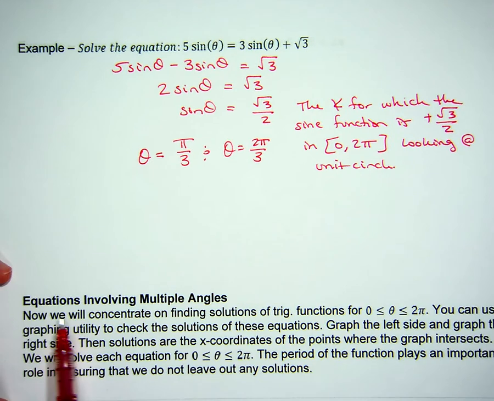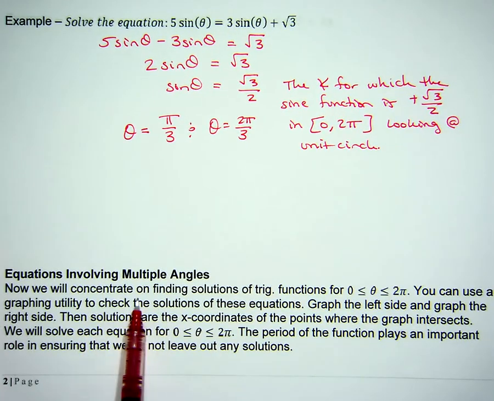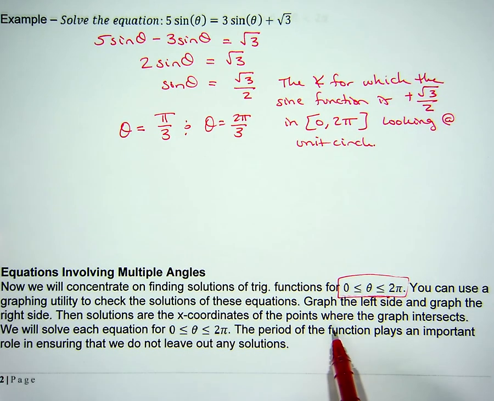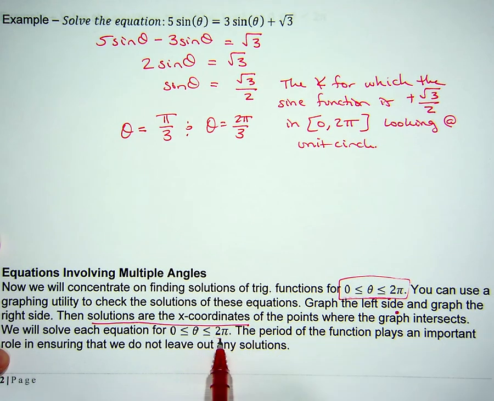Here let's talk about equations involving multiple angles. It says now we can concentrate on finding solutions of trig functions between one rotation. You can use a graphing utility to check your solutions of these equations. You graph the left-hand side, then the right-hand side. The solutions are the x-coordinates of the points where the graphs intersect, and we'll solve the equations again for one rotation. The period of the function does play an important role in ensuring that we do not leave out any solutions. So let's get started by going over a couple of examples.